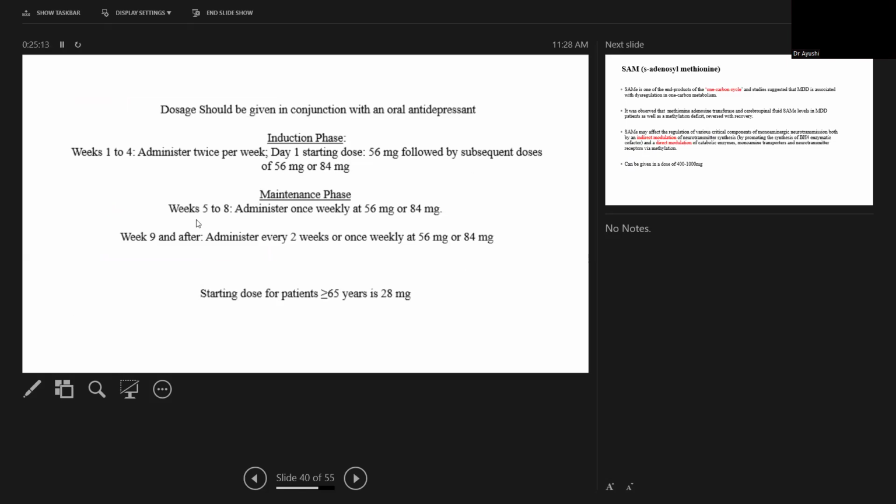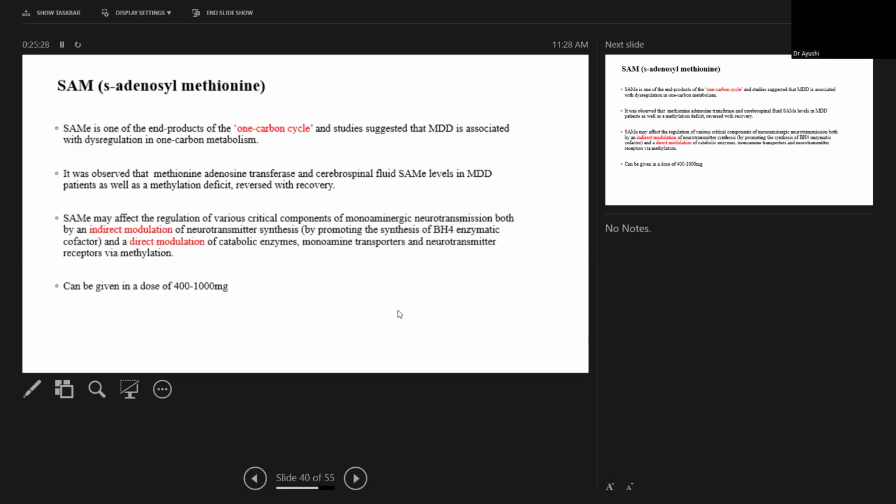And for the maintenance phase, that is for weeks 5 to 8, administered once weekly at 56 milligrams or 84 milligrams. And week 9 and after, administered twice weekly or once weekly at 56 to 84 milligrams. And the starting dose for patients greater than 65 years is 28 milligrams.